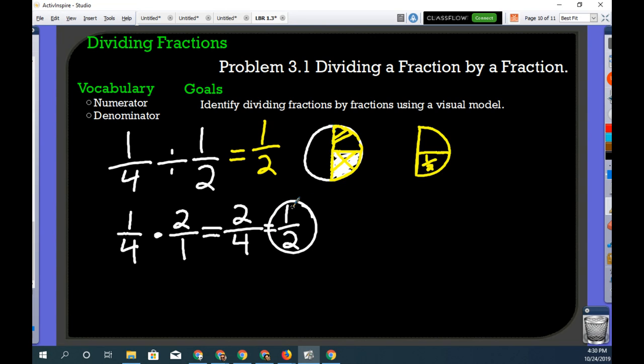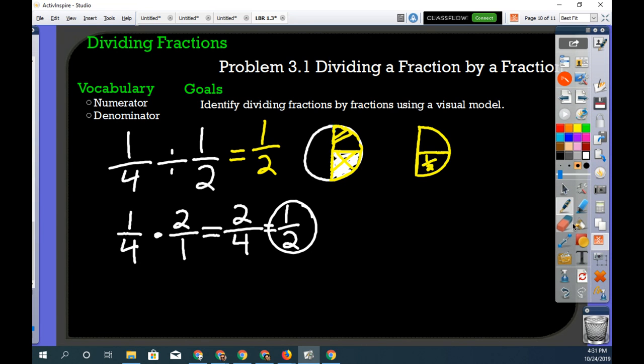So visually, we can see that this method of keep, change, flip, and multiply, whatever it is that your student uses to remember the process, isn't coming out of nowhere. It represents an actual physical model of how we would divide fractions by fractions. So that's what we learned in class.